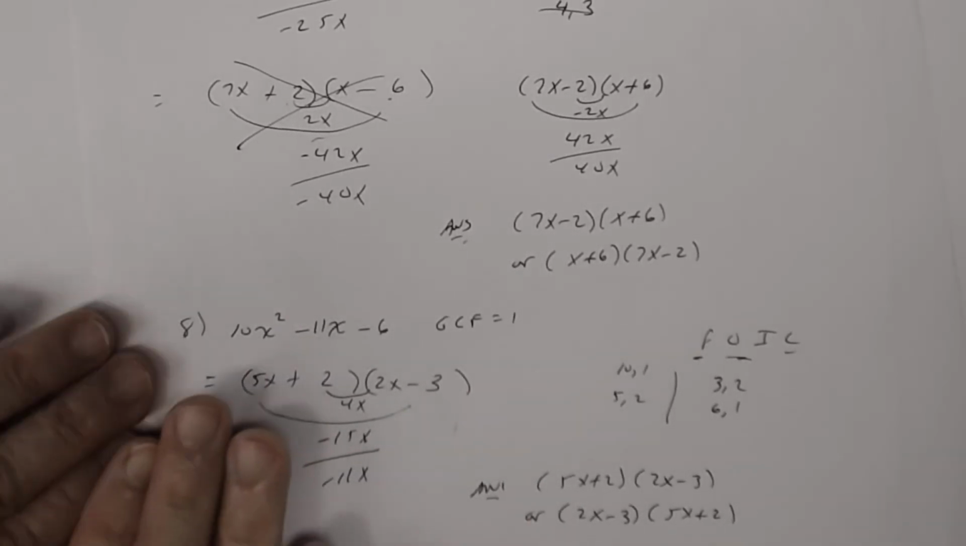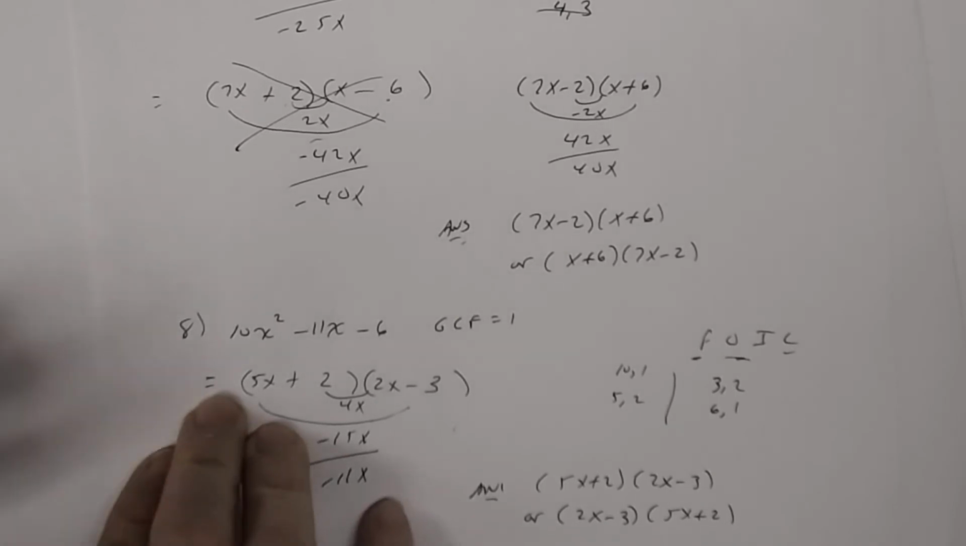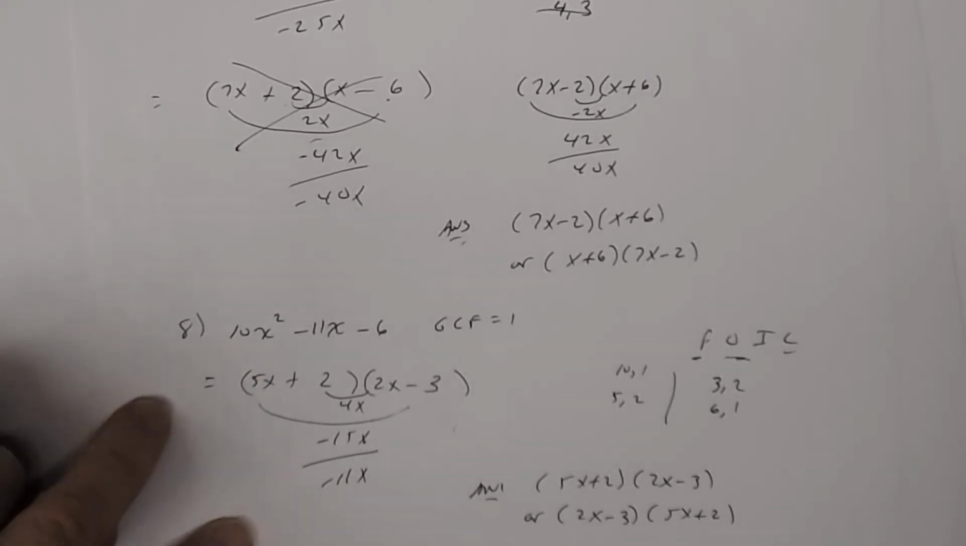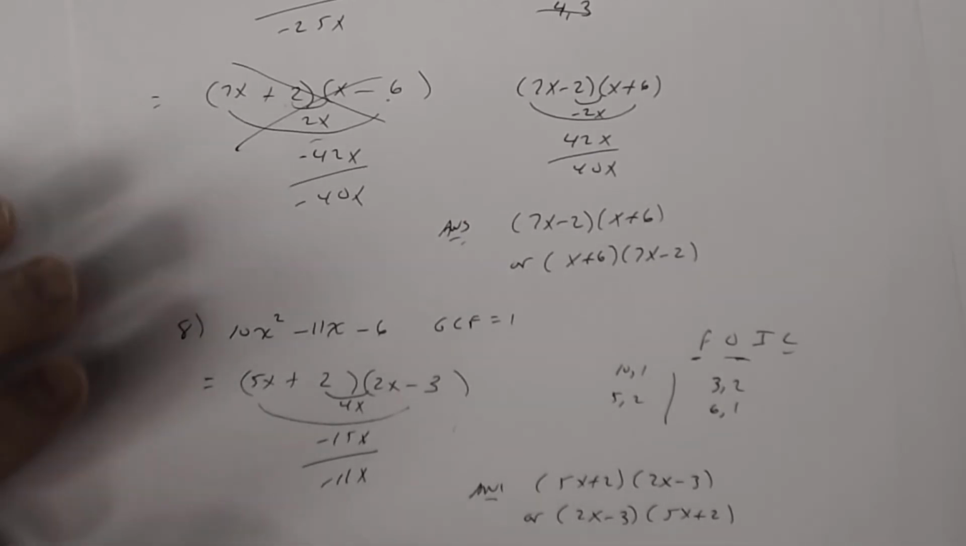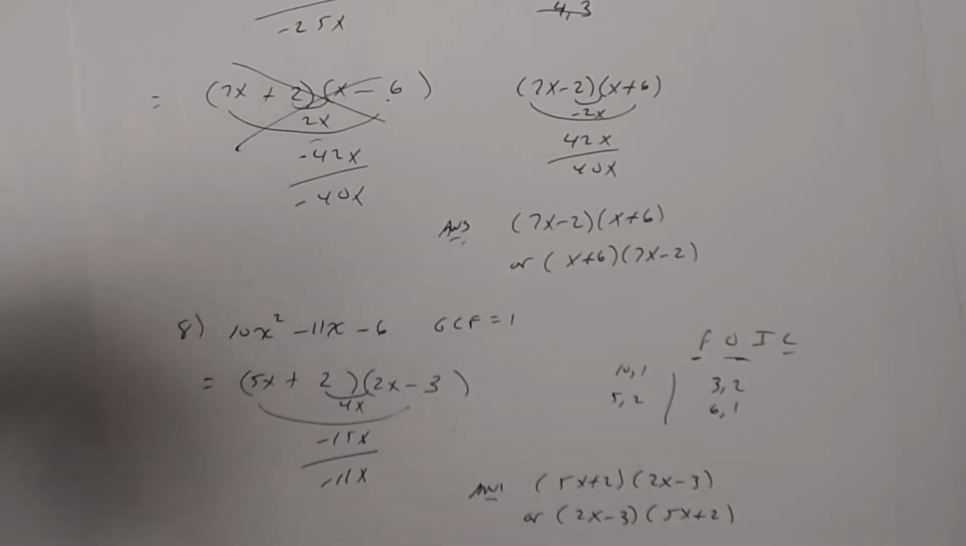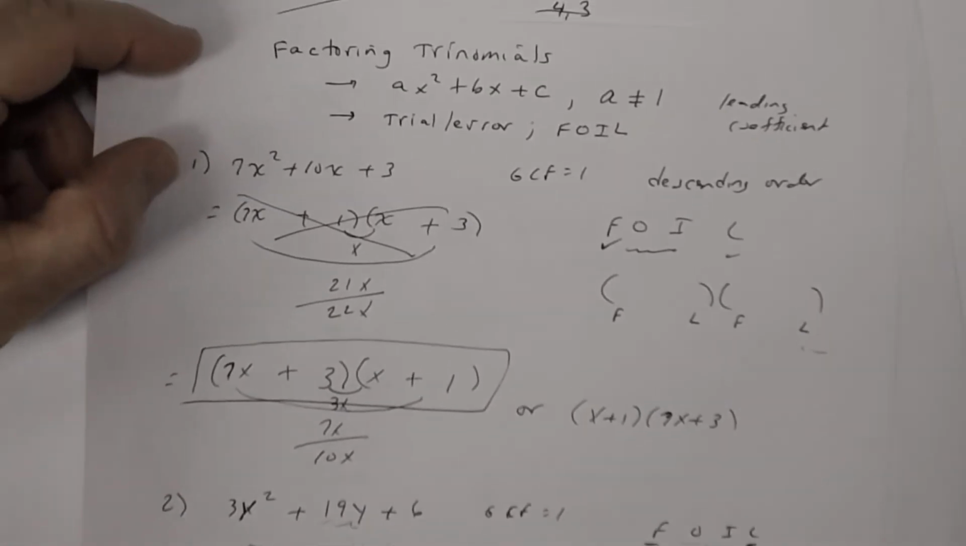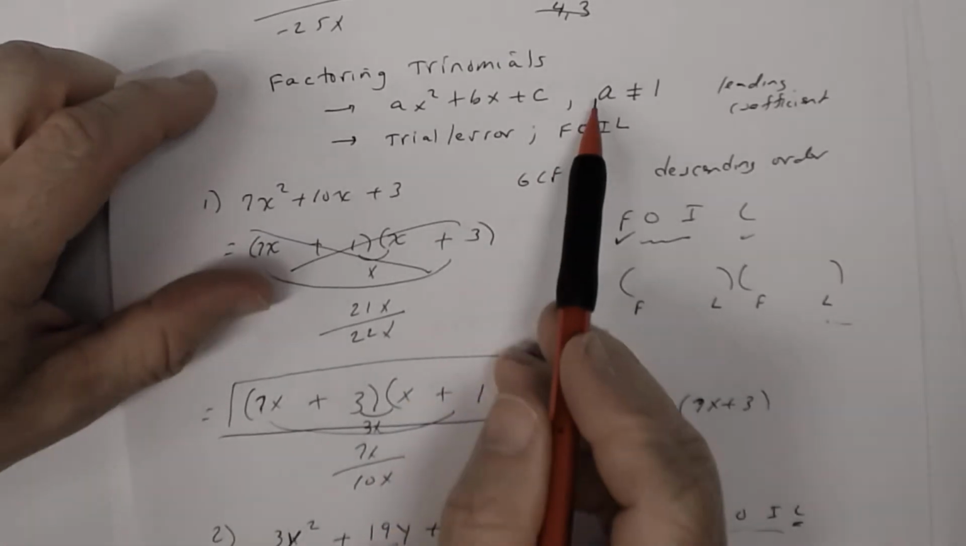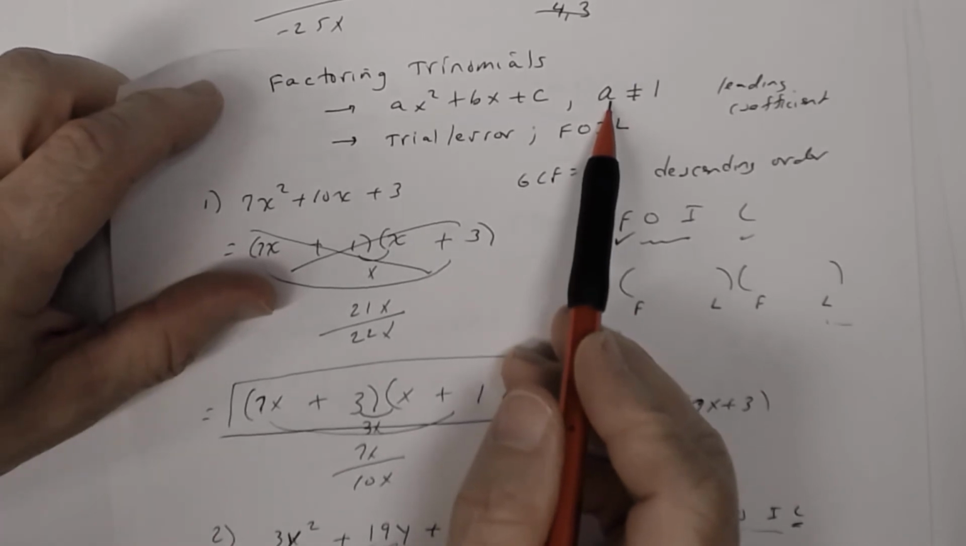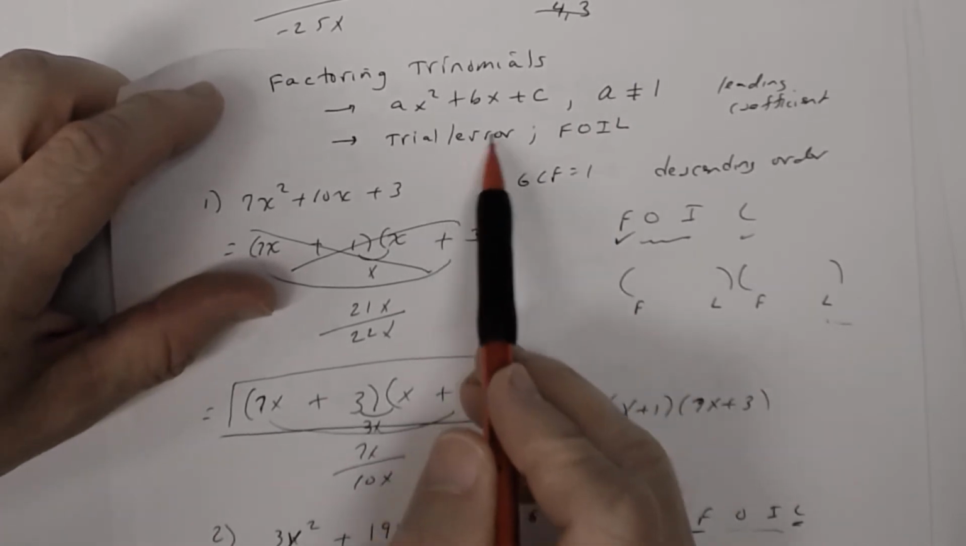So we did 8 problems. I'm going to do the next part, which is going to probably contain about 6 problems. So that should give you enough examples to kind of get you through your assignments. So that's the end of this lesson. And this lesson was on factoring trinomials where the leading coefficient is not 1. And we did this trial and error FOIL.